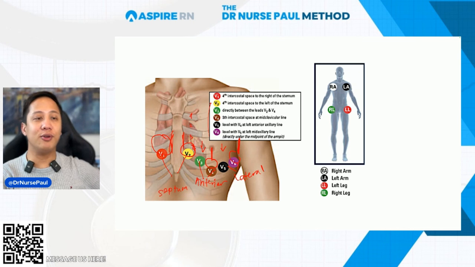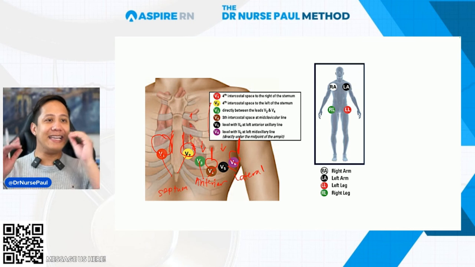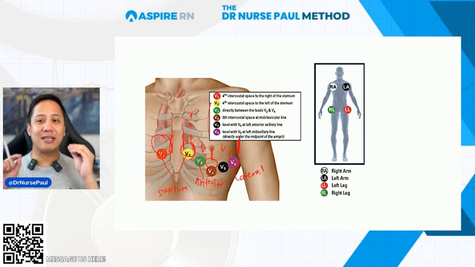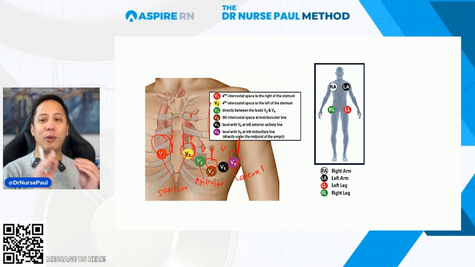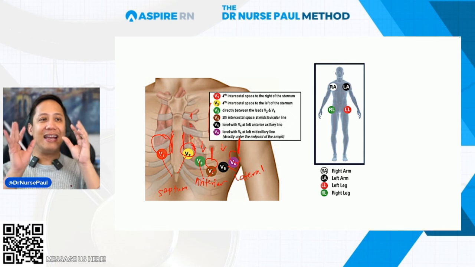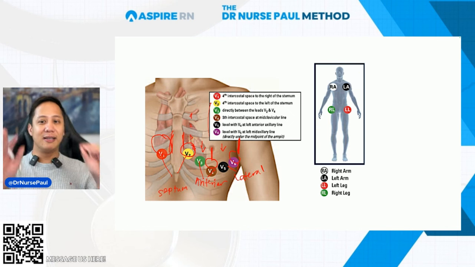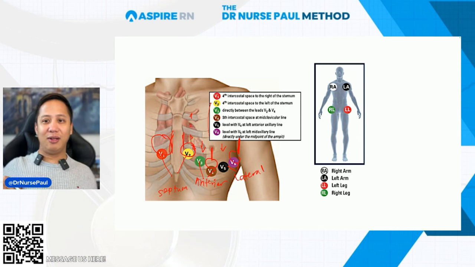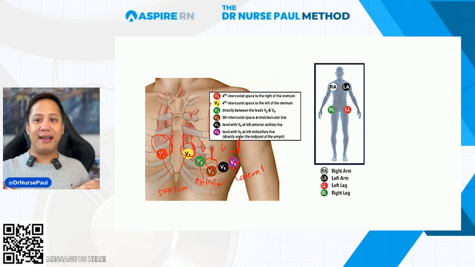So question for you nurses, all right? Is it important that we place EKG leads in the correct spots? Yes or no? Because I've seen some nurses putting EKG leads everywhere. V1 is way over here, V2 is here. How can you read the EKG properly if you misplace those leads? Then we're not getting a good overview of those areas that it's supposed to check.